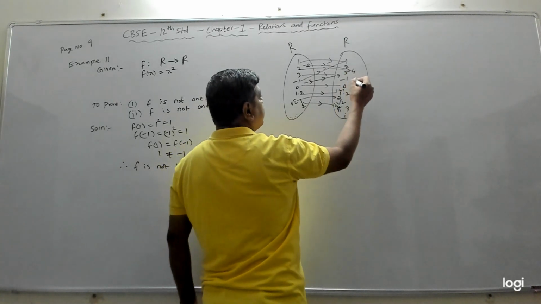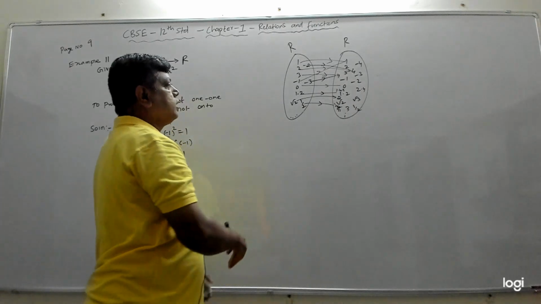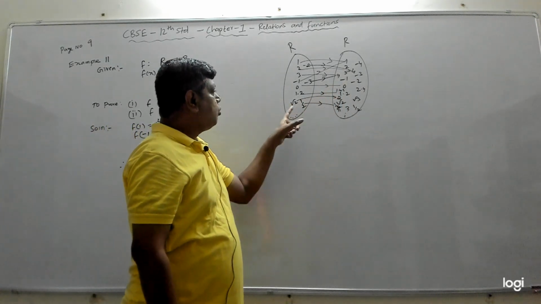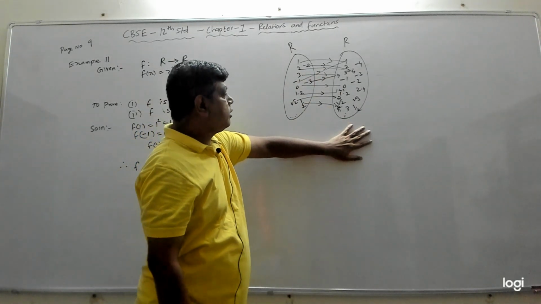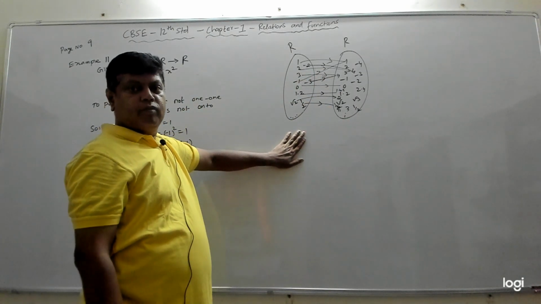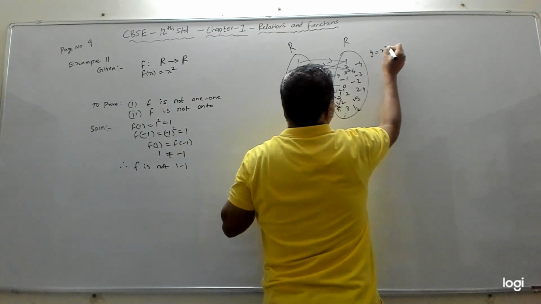So all these negative numbers, minus 2, minus 3, minus 4, none of them will have any x here, because no number will be mapped to minus 1, and no number here will be mapped to minus 2. This is because it is x square. This is your f of x, this is your y, which is equal to x square. This is your x.